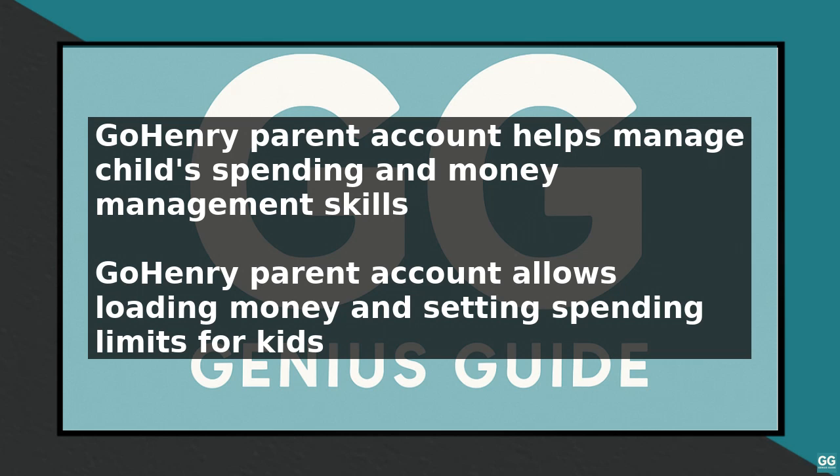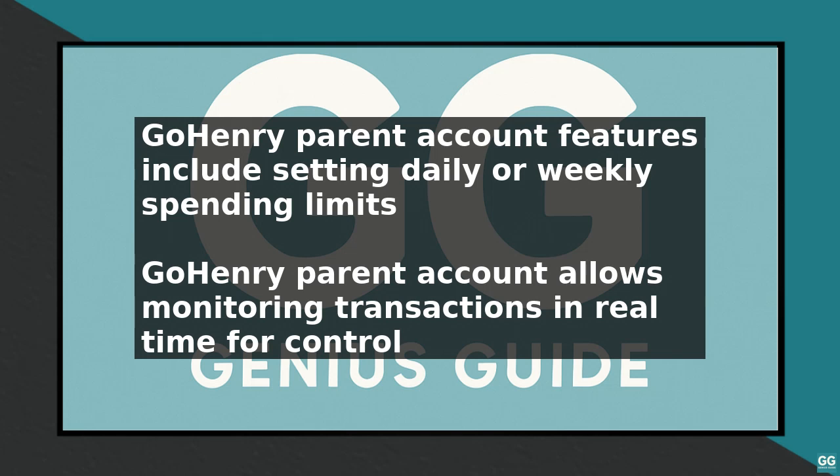To get started, you will need to create a GoHenry Parent Account, which can be done online or through the mobile app. You will need to provide some basic information, such as your name, email address, and password. Once you have created your account, you can add your child's account and start managing their money.